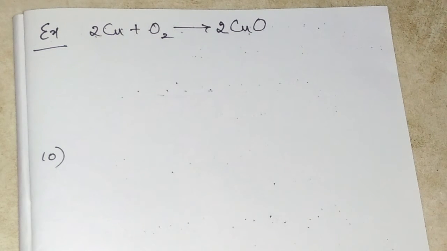Here brown colored copper converts into black colored copper oxide. This is an oxidation reaction.